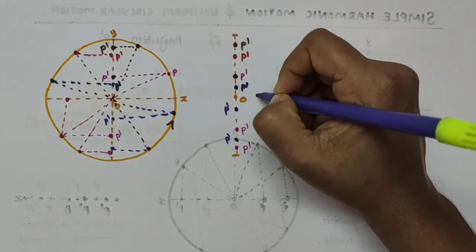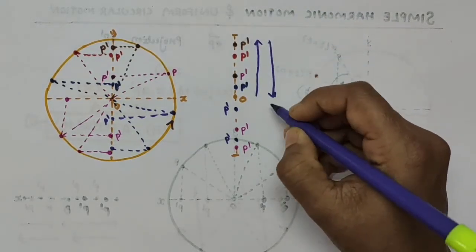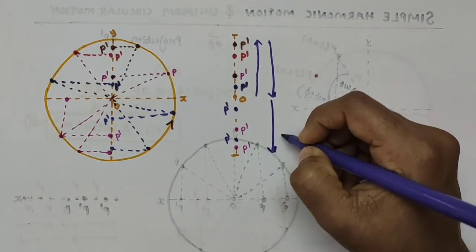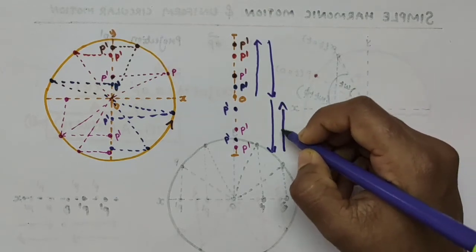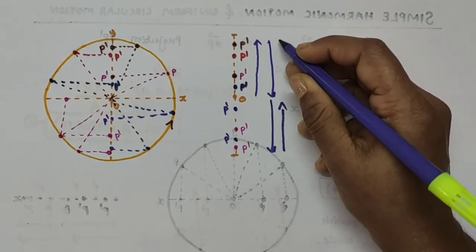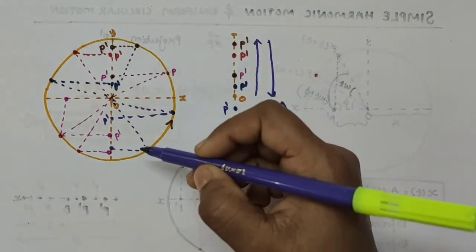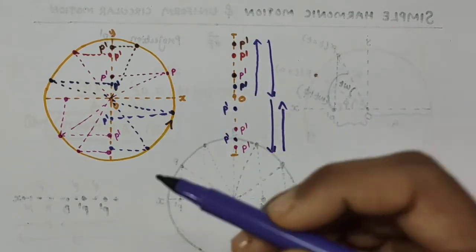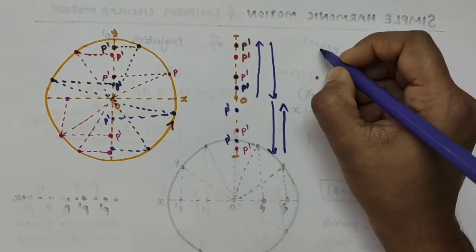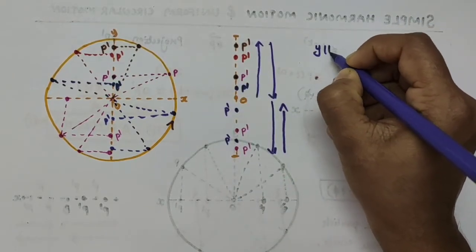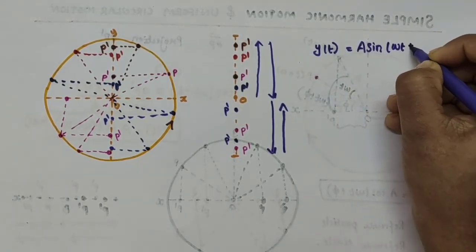First it moves in this direction and comes back to O, and then goes to this side and again comes back to O, then again goes to this side, like that. That is, the projection on the diameter along the y-axis of the circle executes simple harmonic motion. In such a case, the displacement of P dash on the y-axis can be taken as y of t. So y of t can be written as A sine of omega t plus phi.